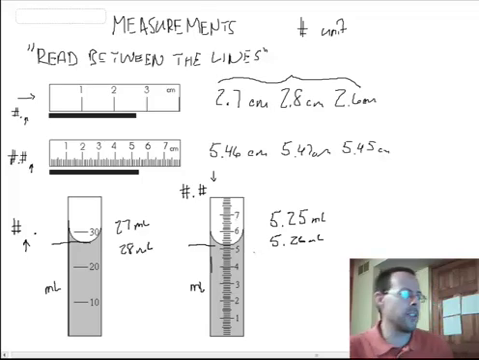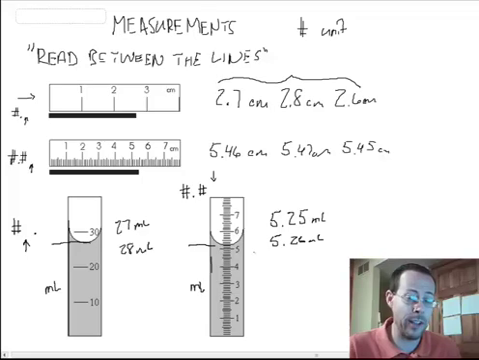Alright? So again, your device tells you where you can round. And you're always reading between the lines. You're going to always estimate one number. And when I say estimate one number, I mean estimate one place, one placeholder. And that is how you take measurements in science.